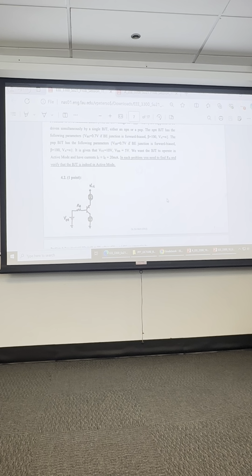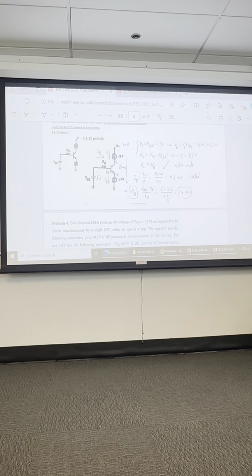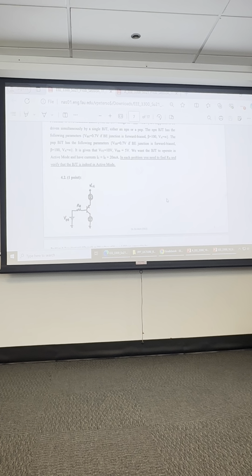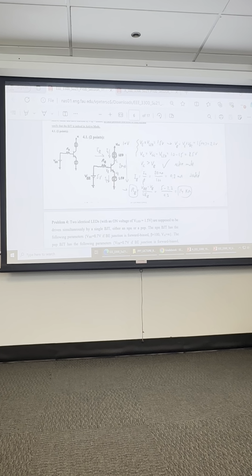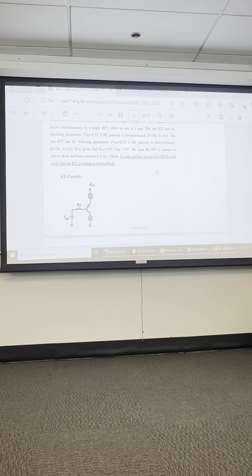Now this is pretty much the same problem replaced by a PNP transistor, which means the current directions and the voltages are going to be opposite from the NPN. Now, you can basically take the NPN and try to reproduce it.